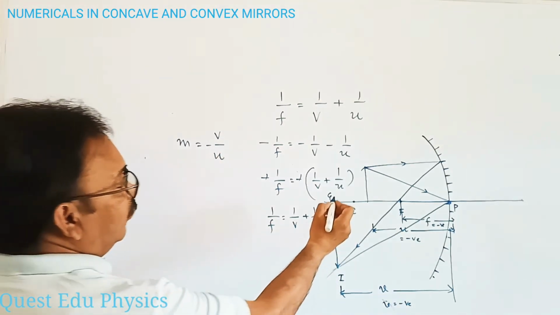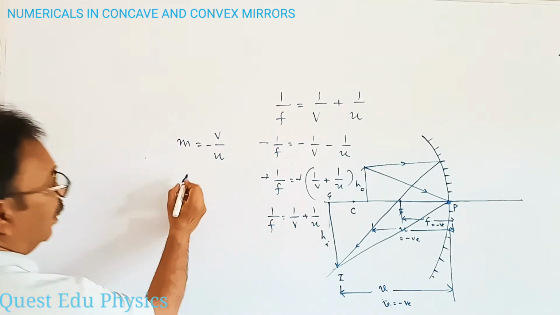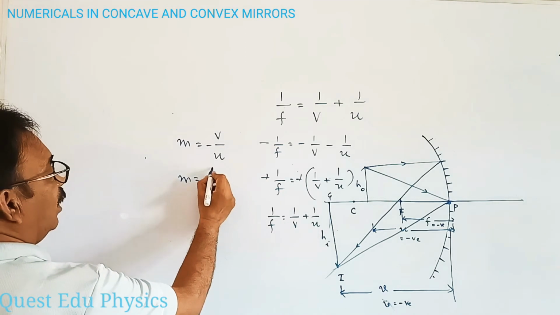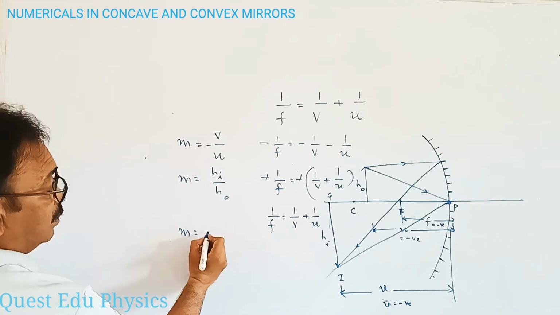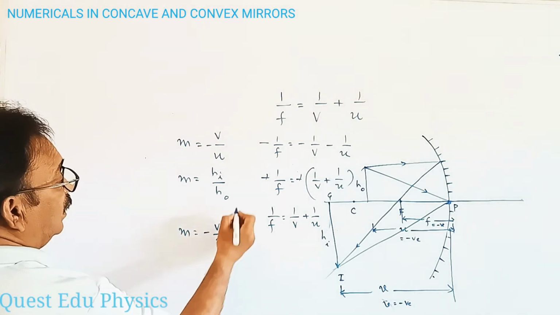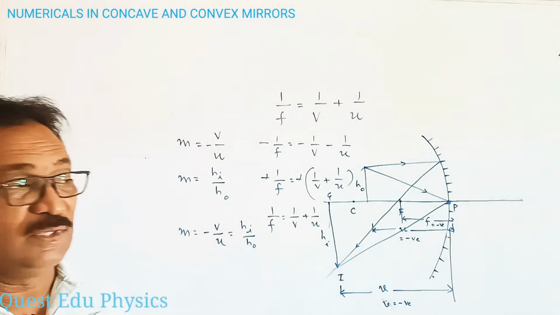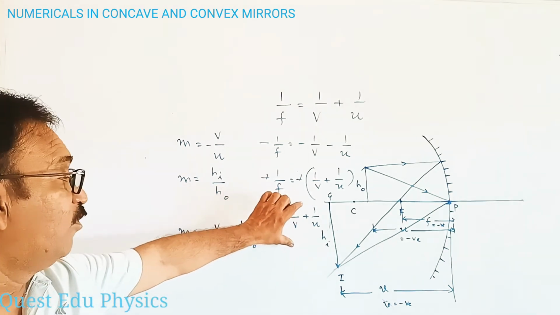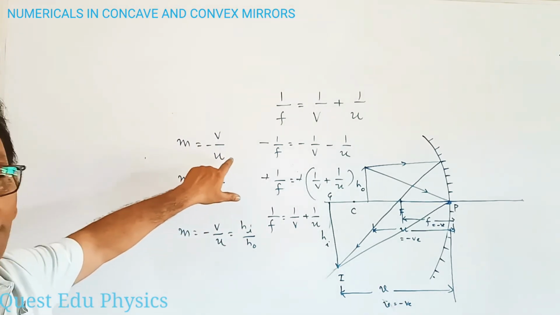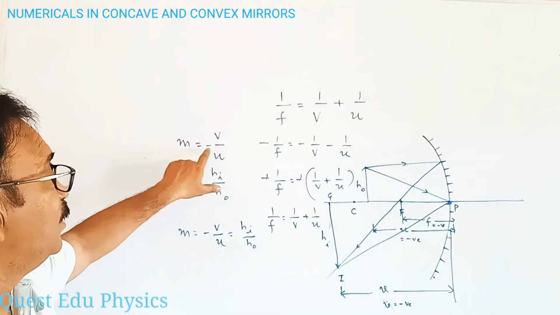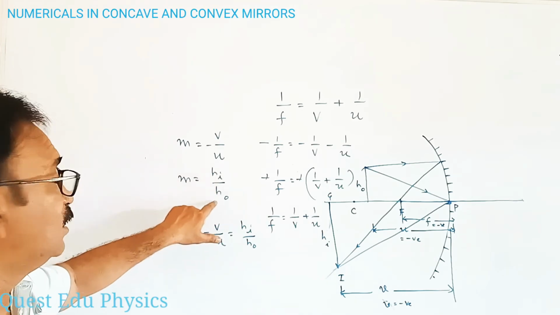Okay, similarly, if you consider the heights, there is the height of the object and the height of the image. Magnification can also be written as height of the image to height of the object. Or broadly, the magnification is minus v by u, that is equal to hi by ho. These formulas are very important, students. One is the mirror formula. The second is magnification, m is equal to minus v by u. And also magnification is the ratio of the image distance to object distance.